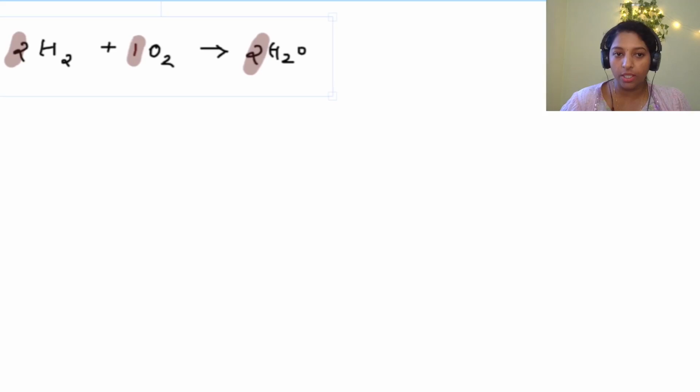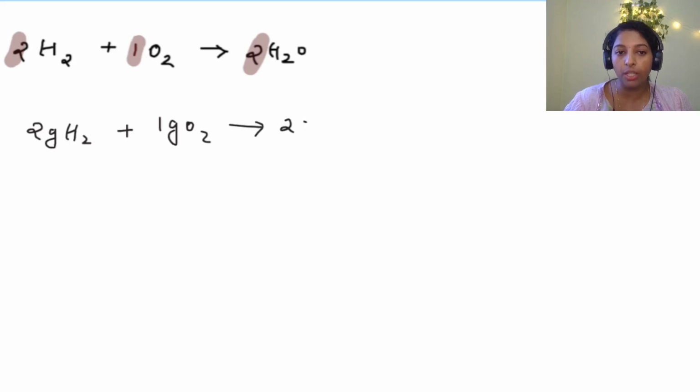Can I use this balanced equation? And can I say that if 2 grams of hydrogen reacts with, or requires, 1 gram of oxygen, they will form 2 grams of water? Is that right? It's not right, isn't it?